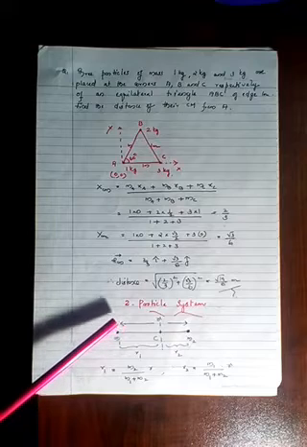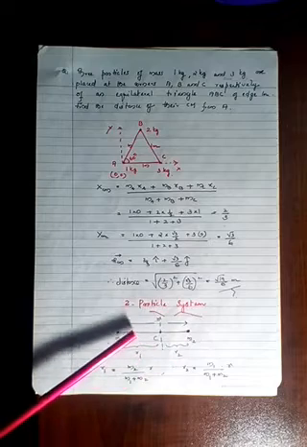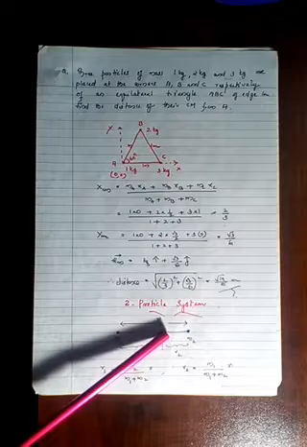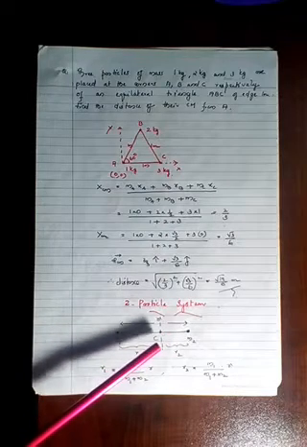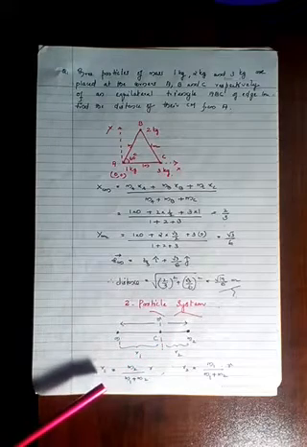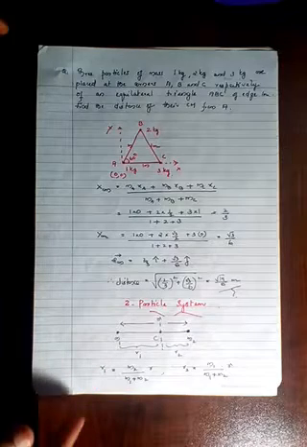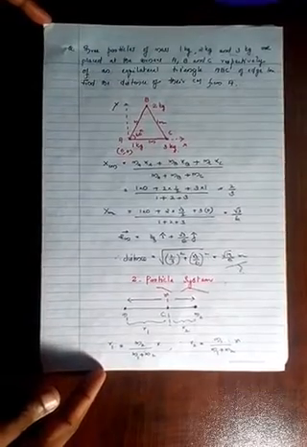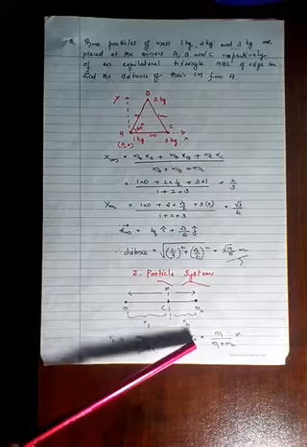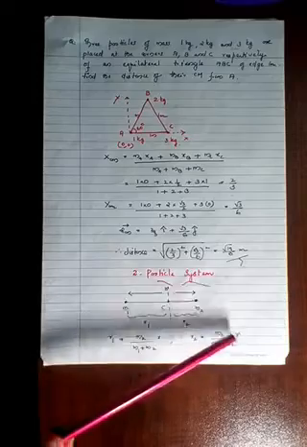Look, the very important formula of a two-particle system. Two particles M1 and M2 are separated by a distance r apart. If the location of the center of mass is at a point R1 from M1 and R2 from M2, then R1 can be written as M2 by M1 plus M2 into the total separation R, and R2 is equal to the other mass M1 by M1 plus M2 into R.